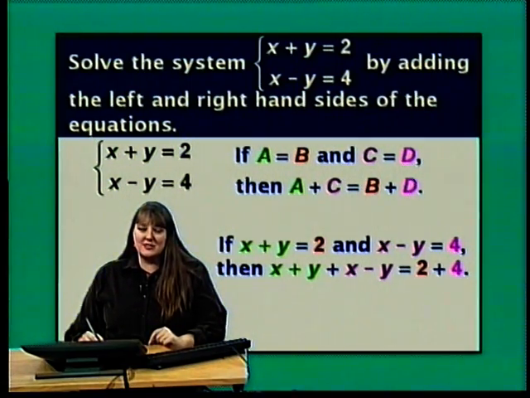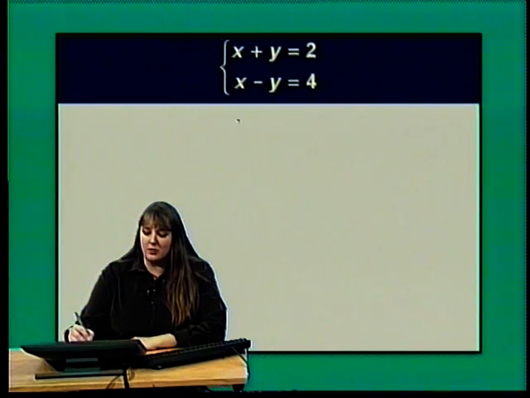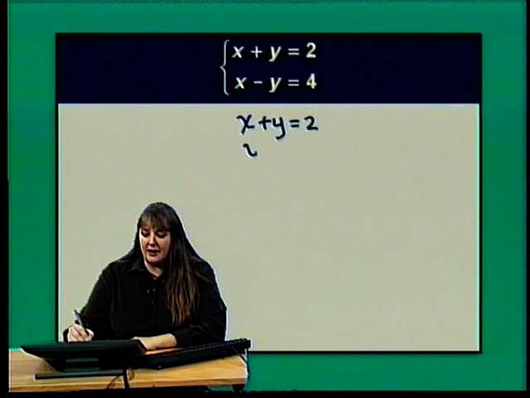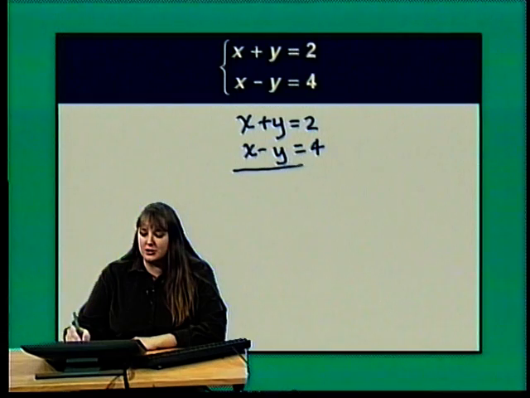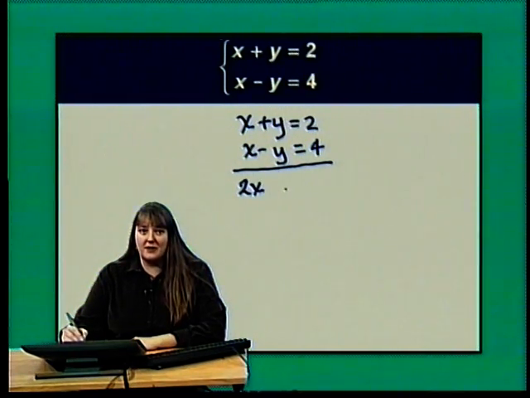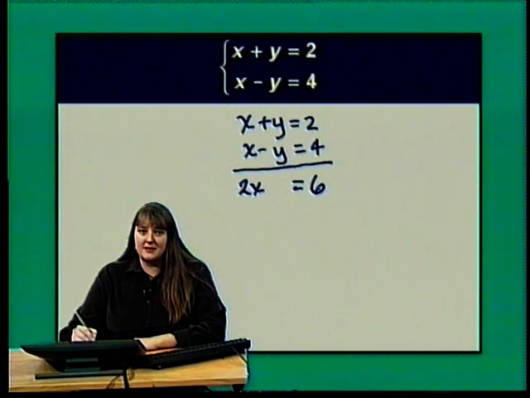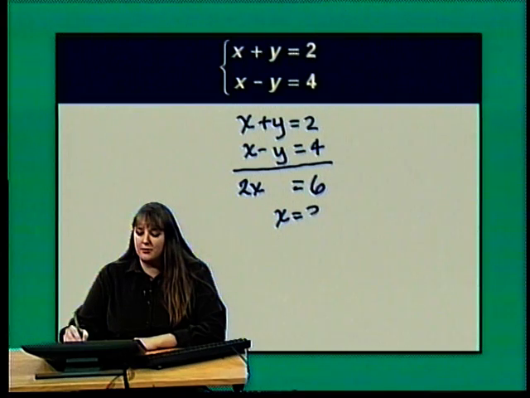In practice, this isn't usually how we write things when we're doing the elimination method. To make the elimination method a little bit easier, we usually work vertically. So I'll write x plus y equals 2 and then x minus y equals 4 right underneath it and do my addition. x plus x is 2x, y minus y is 0, and on the right-hand side, 2 plus 4 equals 6. So I have 2x equals 6. Dividing both sides of this equation, I can see that x is equal to 3.